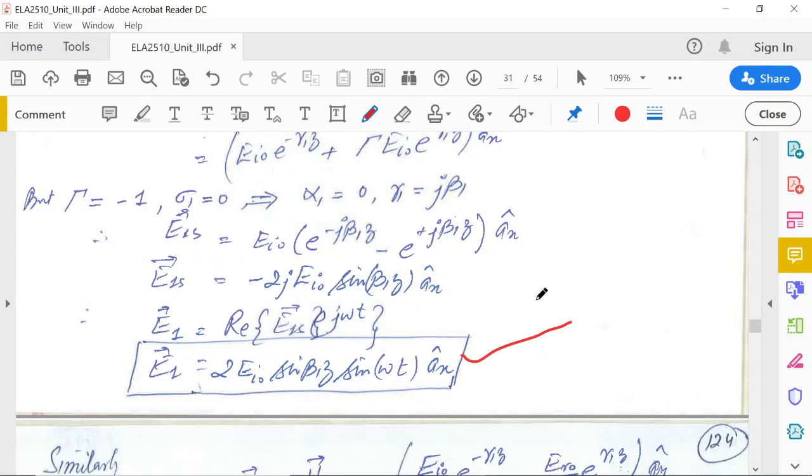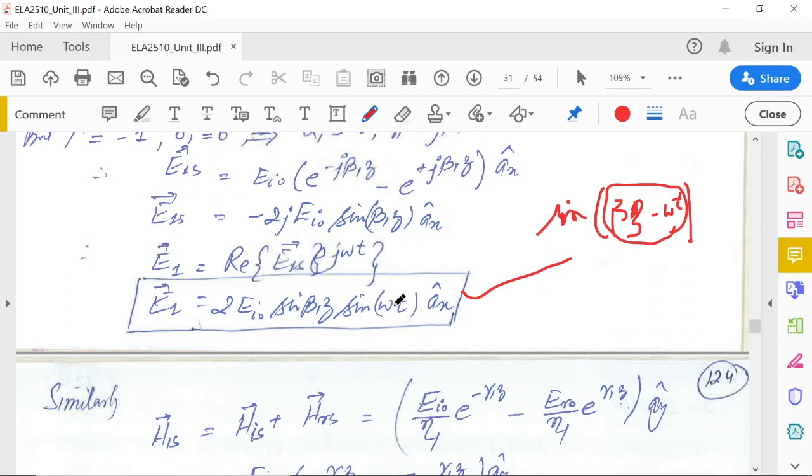If it came out as sine of beta z minus omega t, then it would look like it is traveling in the z direction. But there is no such argument in this expression, so this is not a propagating wave. The resultant will not look like a propagating wave, but a standing wave. What it means is that at a particular time this value will be constant. For example, let omega t equal 90 degrees, then the sine becomes 1, and this is simply a sinusoidal variation of the signal along the z direction.